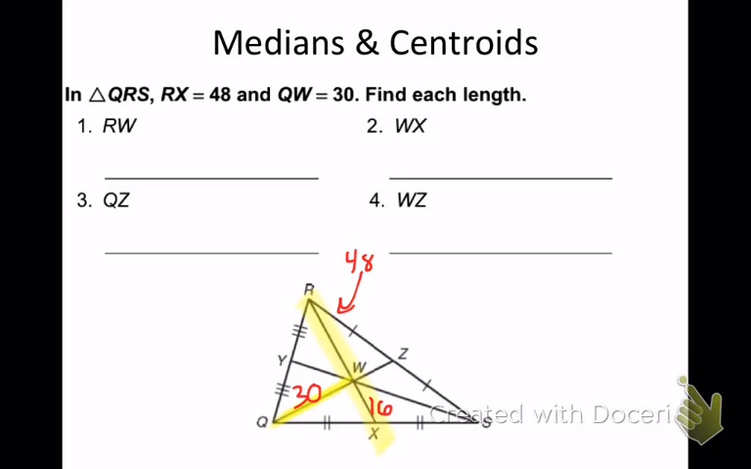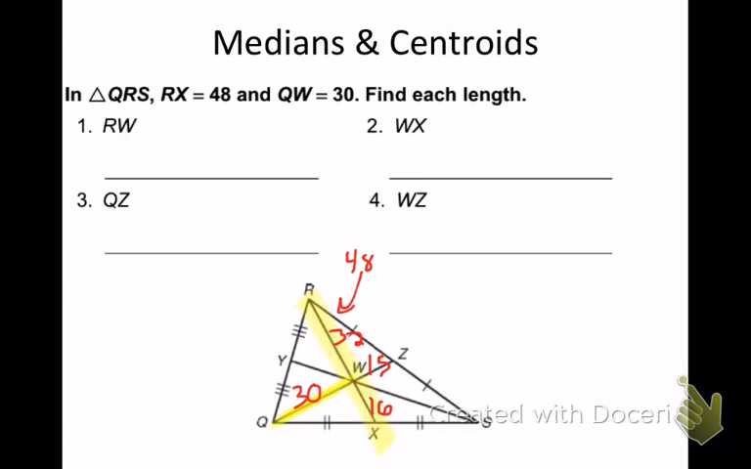So this is 16. What's RW going to be now? I double that and I get 32. Now, does that make sense? Does 32 plus 16 equal 48? Yes, that'd work. Now let's do the other one here. If QW is 30, what's WZ going to be here? 15. How do you get that? Because it's half of that.